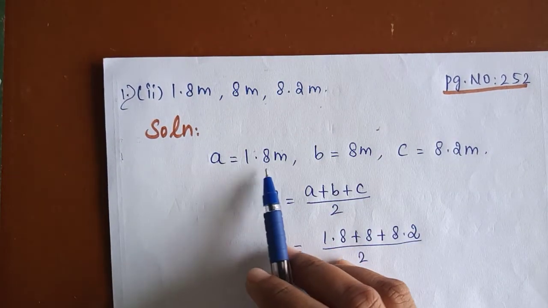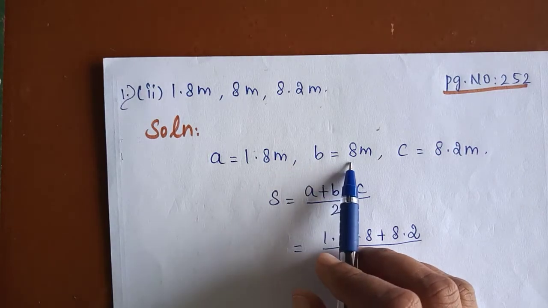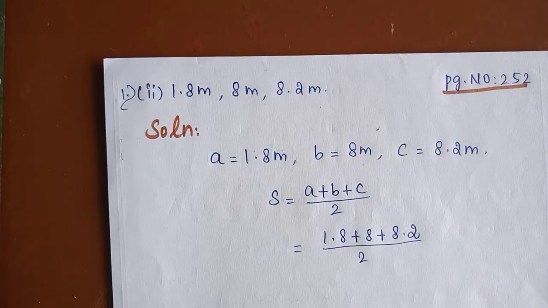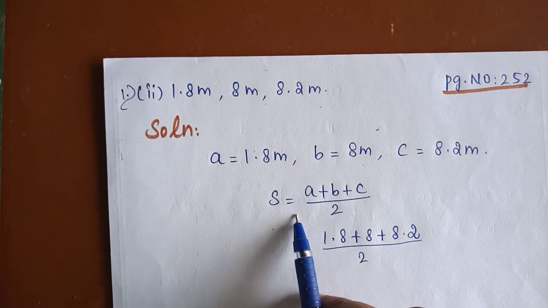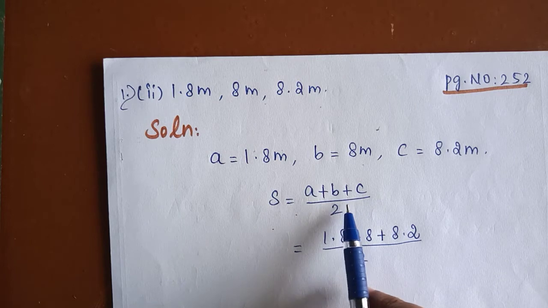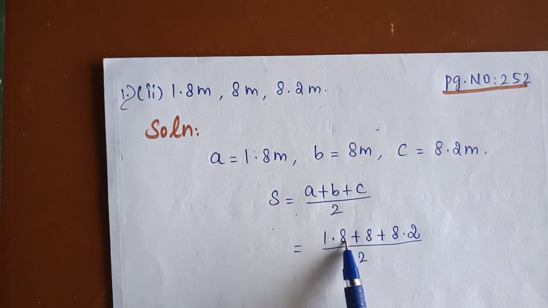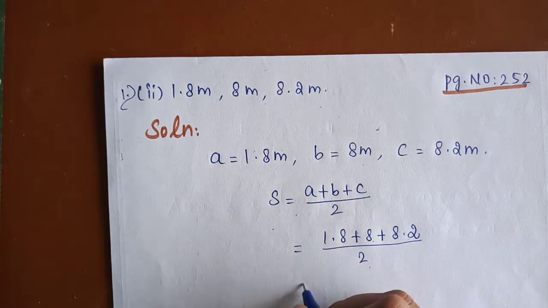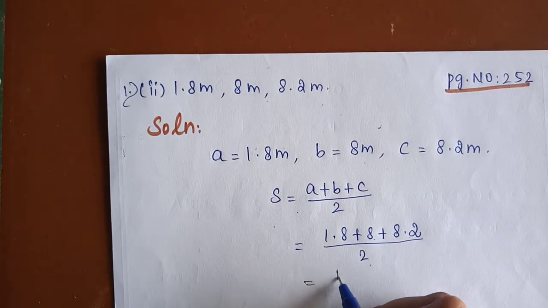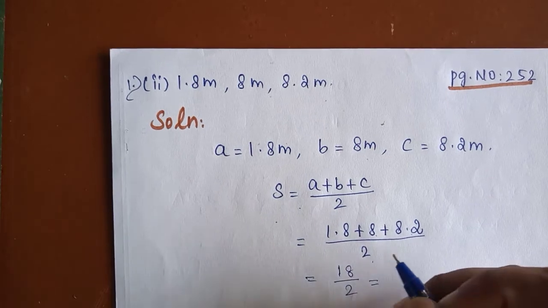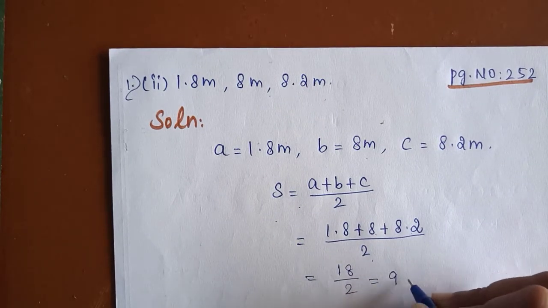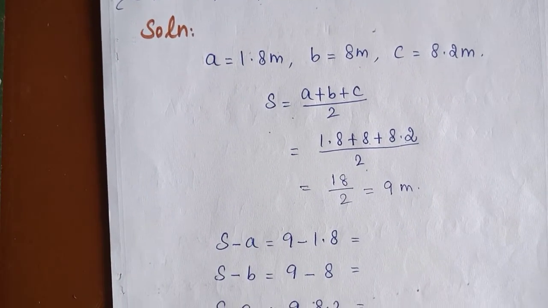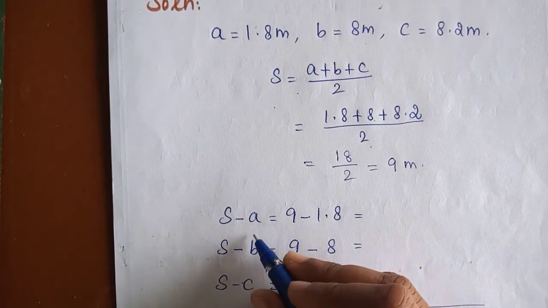Here the value of A is equal to 1.8 meter, B is equal to 8 meter and C is equal to 8.2 meter. First you have to find the semi-perimeter, that is S is equal to (A plus B plus C) by 2, which is equal to (1.8 plus 8 plus 8.2) by 2. Adding this, you get 18. So 18 by 2 is equal to 9. So S is equal to 9 meter. Then you have to find the values of S minus A, S minus B and S minus C, starting with 9 minus 1.8.